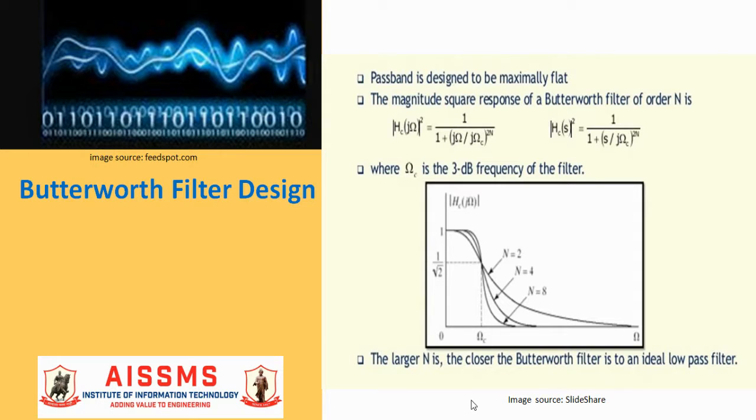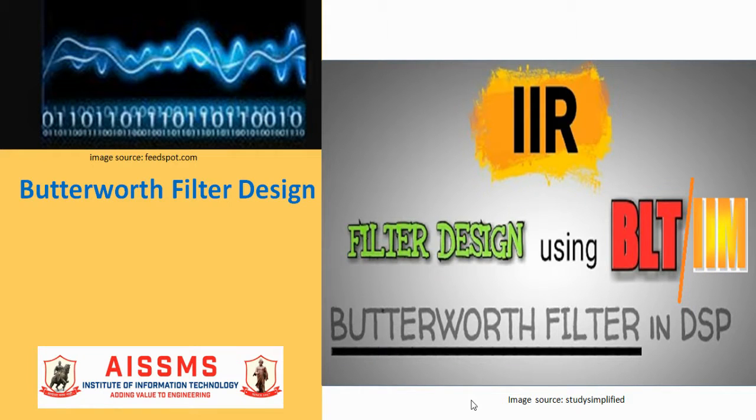IIR filter design based on the Butterworth filter is explained in this video using the BLT method. As you see, the magnitude response of the Butterworth filter closely approximates the ideal response as the order n increases. Two important procedures for digitizing the transfer function of an analog filter are the impulse invariant method and the BLT method, that is the bilinear transformation method.